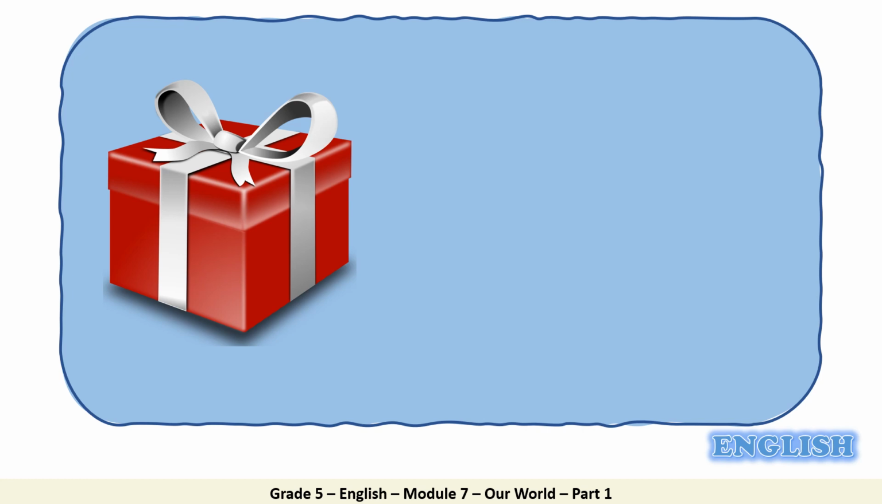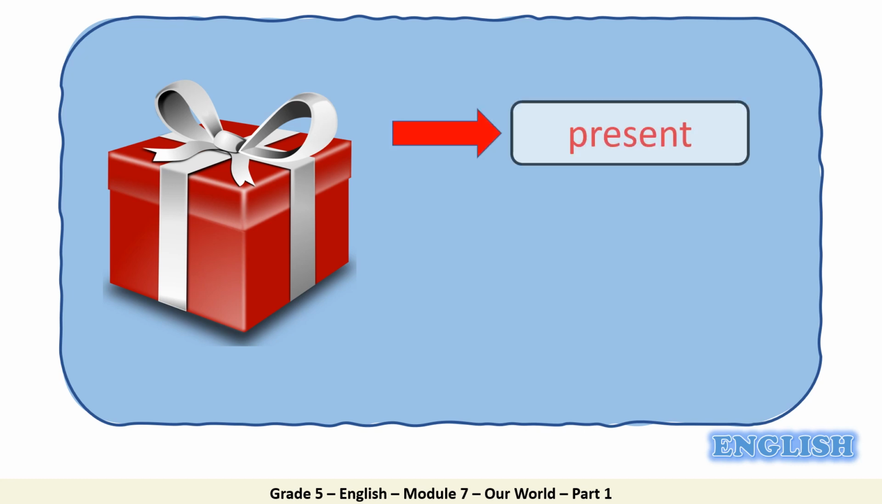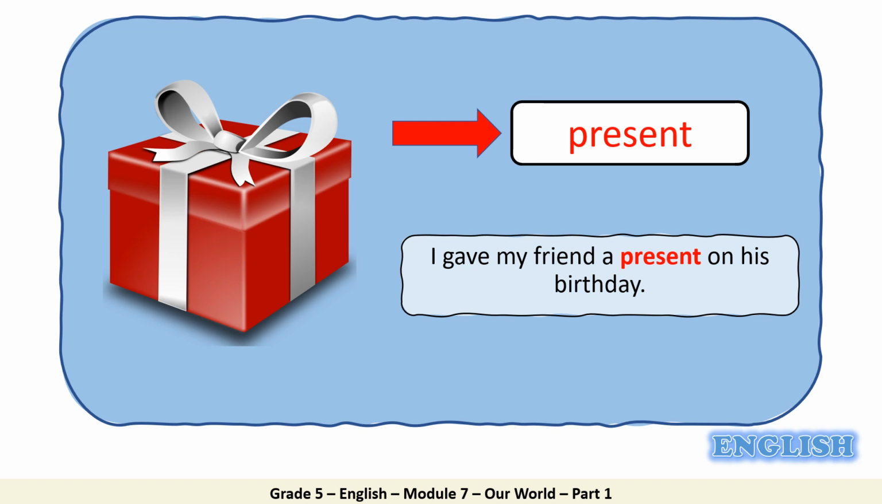Let's start with the first word. Take a look at this picture. What can you see? That's right, a box with a ribbon on it. What do you think is inside it? You're right again, a surprise. We call this a present. For example, I gave my friend a present on his birthday. The word present is a noun.